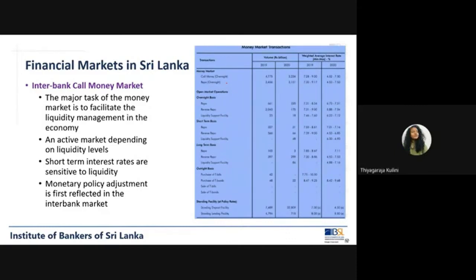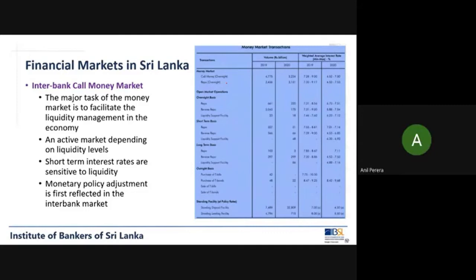The call money market provides lending to customers, and the repo market deals with financial institutions or banks when they need money.